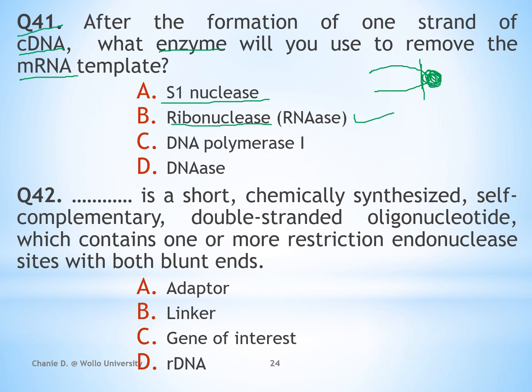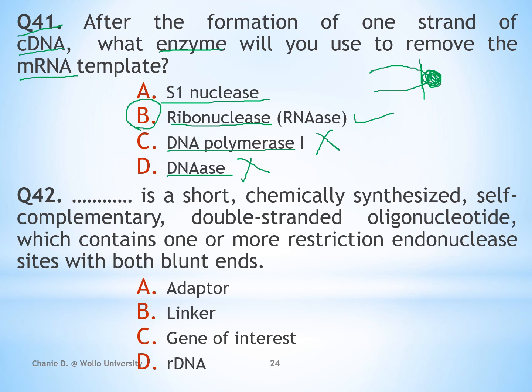C, DNA polymerase 1. This is a synthesizing enzyme which is DNA-based, which is used to synthesize a DNA strand. So it is not used to remove messenger RNA. DNase, this is also DNA-based, which is used to remove DNA. When we add DNase in these solutions, it degrades the cDNA too. So it is not the correct answer for question 41. So choice B is correct for question number 41.